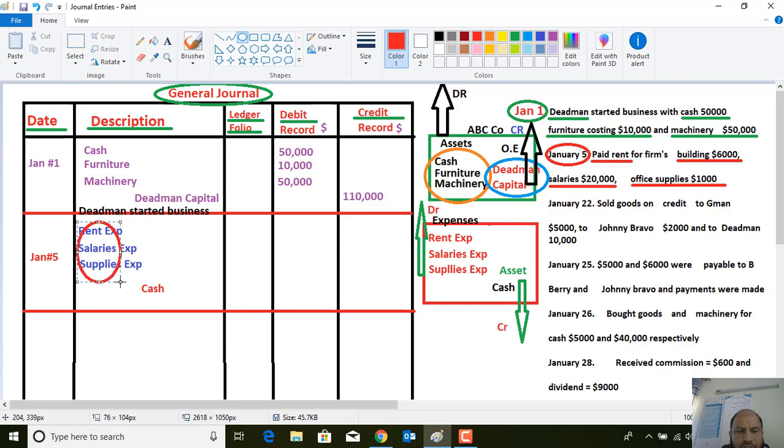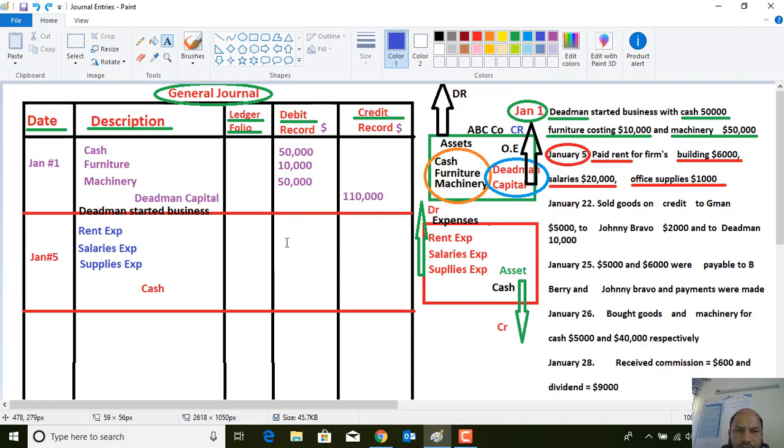So see dear students, rent, salaries and supplies, these three are expense accounts, and all of these three have increased within the business. So we will record it at the debit side. And cash, which is an asset account, has decreased, because these expenses have been paid through cash. So decrease in cash should be recorded at the credit side. So let's record all of these transactions in the debit and also at the credit side of the business.